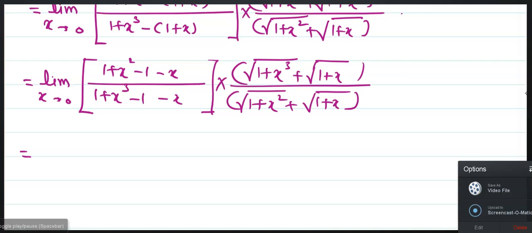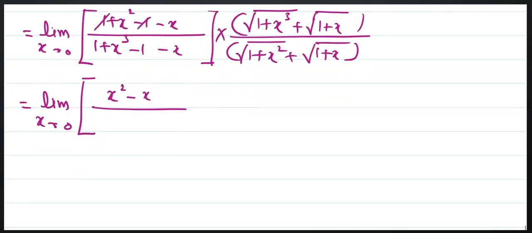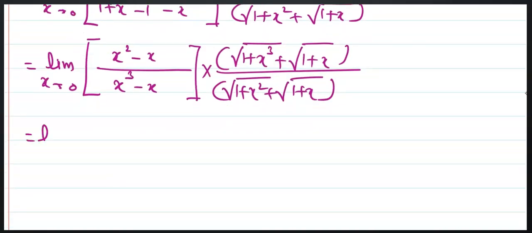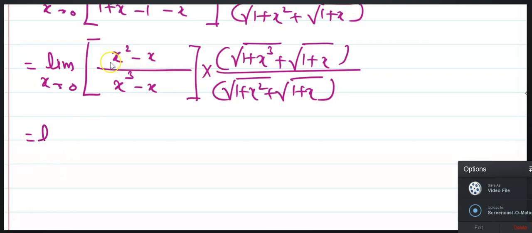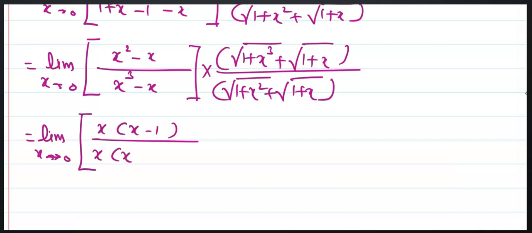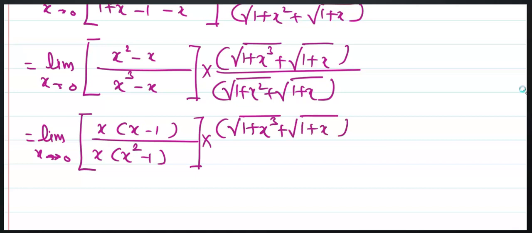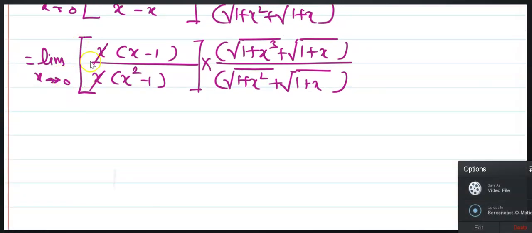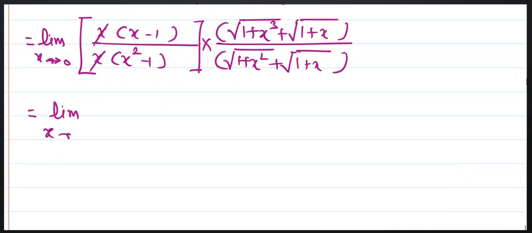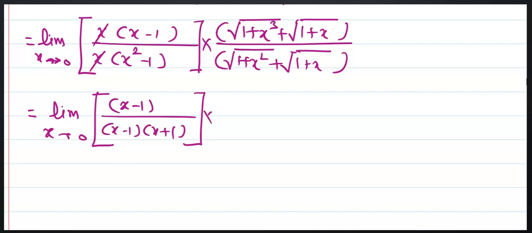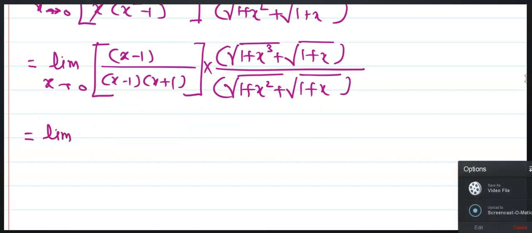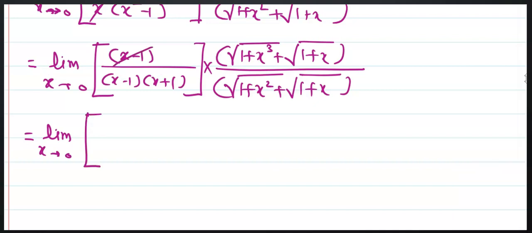Now plus 1 and minus 1 get cancelled. Therefore, limit x square minus x upon x cube minus x into root of 1 plus x cube plus, upon this is the terms. Now we will take x as a common factor from the numerator and the denominator and take the limit as x tends to 0. Then in the next step we replace x by 0. As limit x tends to 0, the x will get cancelled, and then we will get the limit x minus 1 upon x square minus 1. Then we split up it. See this here, x minus 1, x minus 1 will get cancelled in the next step.